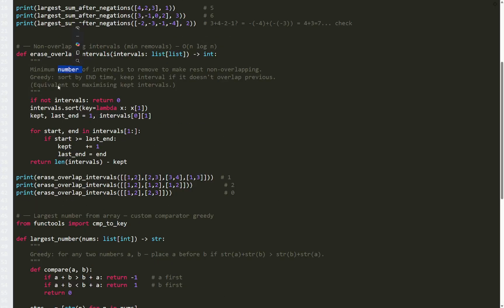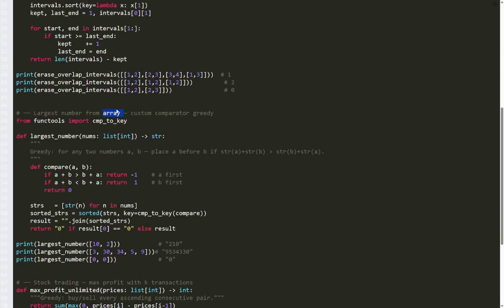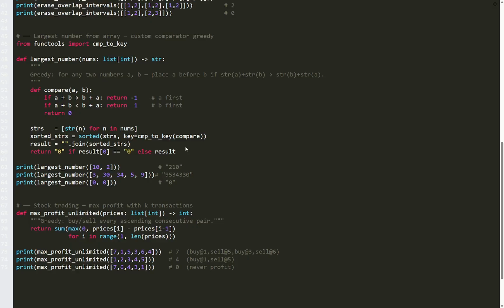Largest Number from Array. Given a list of integers, arrange them to form the largest possible number. The greedy criterion isn't lexicographic, and isn't numeric order. It's a custom comparator. For any two number strings A and B, A comes first if the concatenation A plus B is lexicographically greater than B plus A. For example, 9 versus 34: 934 is greater than 349, so 9 goes first. For 4, 3, 30, 34, 5, 9, the answer is 9534330. cmp_to_key wraps this custom comparator for Python sort.